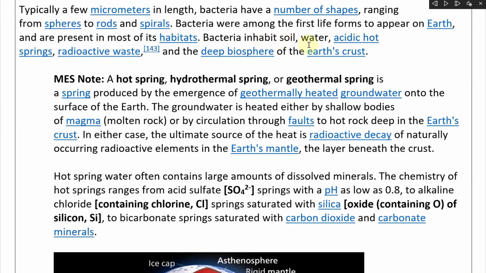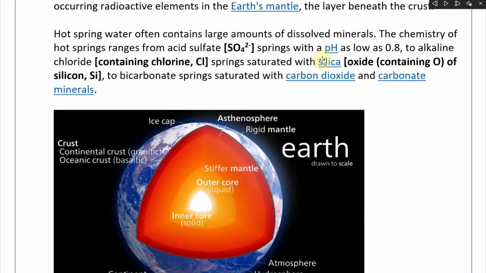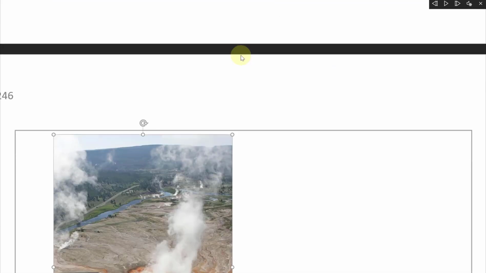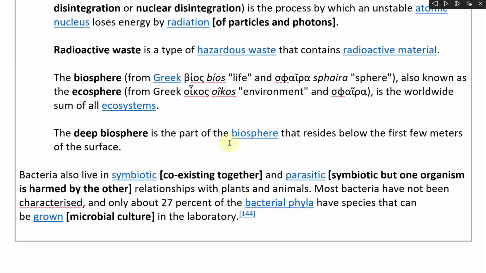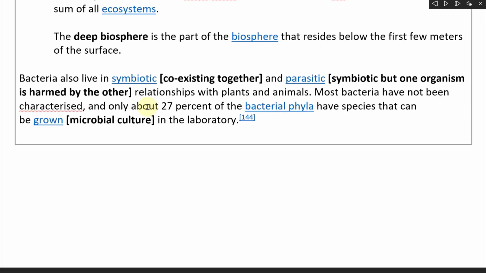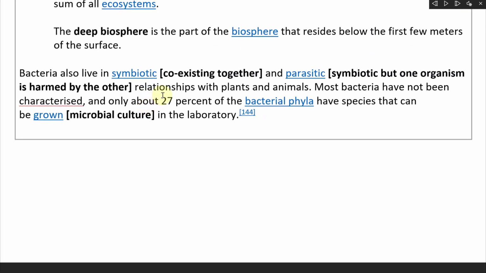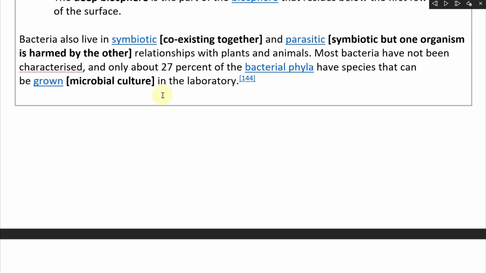So, bacteria inhabit soil, water, acidic hot springs, radioactive waste, and the deep sea, or the deep biosphere of the Earth's crust. The biosphere is pretty much all the life, and the deep biosphere is the part of the biosphere that resides below the first few meters of the surface. Very fascinating. It's also known as the ecosphere, the worldwide sum of all ecosystems, all the life and so on, and their environments.